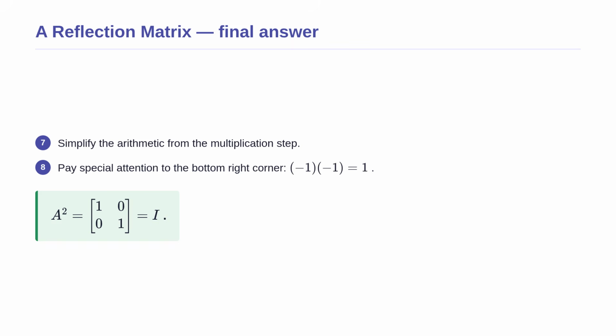This resulting matrix is exactly the identity matrix I. Physically, this mathematical result proves that reflecting a point across the x-axis twice puts it exactly back where it started. Therefore, we have successfully verified that this reflection matrix is a true involutory matrix.